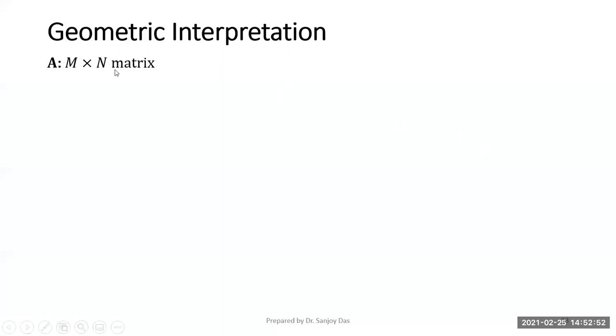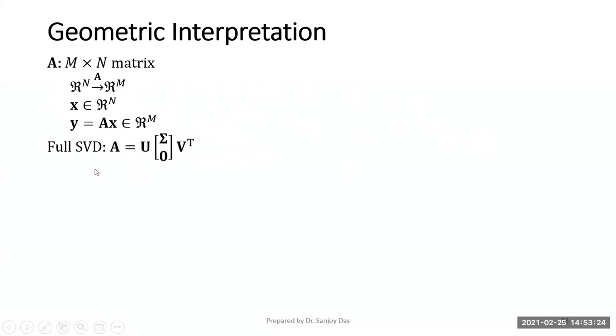This is the geometric interpretation as follows. A is our m by n matrix, and now we are mapping an n-dimensional vector, a linear transformation, to an m-dimensional vector. So x belongs to R^n and y belongs to R^m. So this is full SVD. The V's are orthonormal.